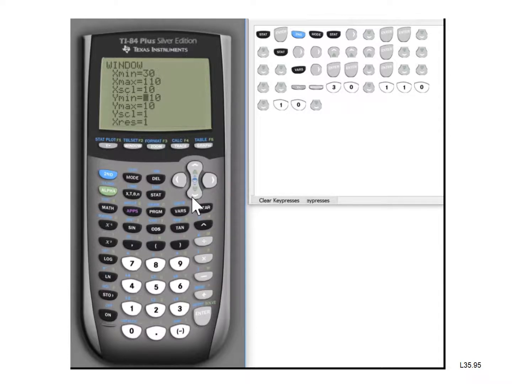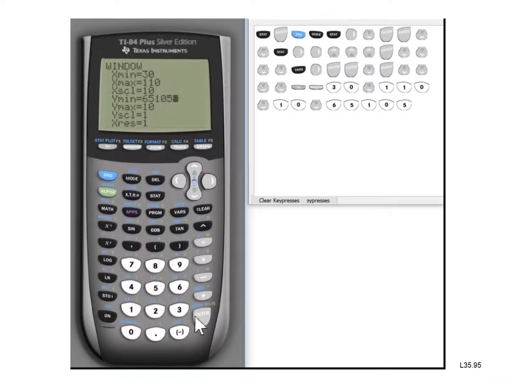So let's do maybe 65 to 105. I don't think counting by fives is a good idea. Let's count by tens. So now let's turn our stat plot on.